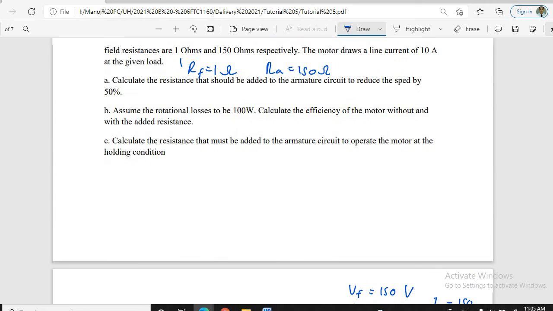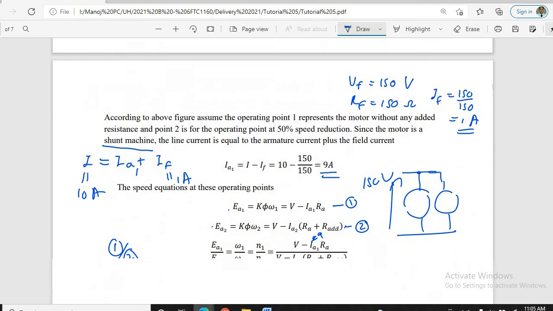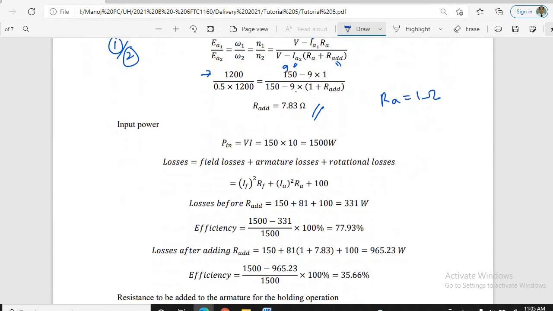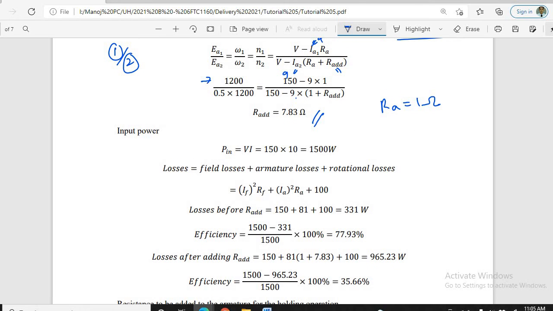So the next one: assume the rotational losses to be 100 watts. Calculate the efficiency of the motor with and without the added resistors, right? First of all we have to calculate the input power. Since this is DC, input power is equal to 150 times the line current, 150 into 10, which is 1500 watts, right?